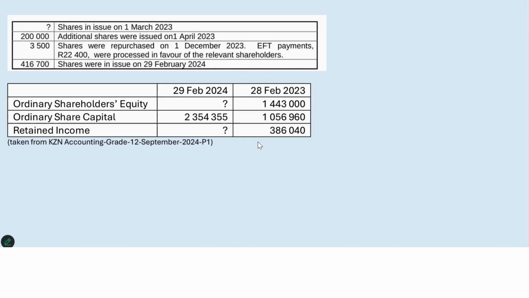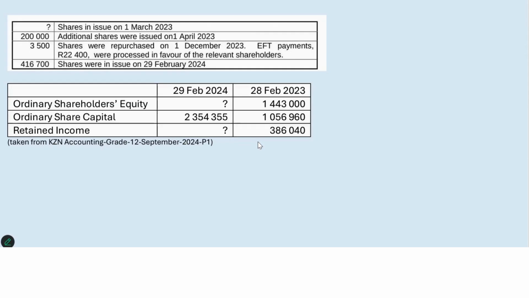So this question comes from KZN Accounting Grade 12, September 2024, Paper 1. It was the cash flow question, and the learners were required to complete the retained income note. So they had the opening balance on the retained income note. They had to fill in the net profit after tax. Then they needed to calculate what to enter for the buyback of shares.